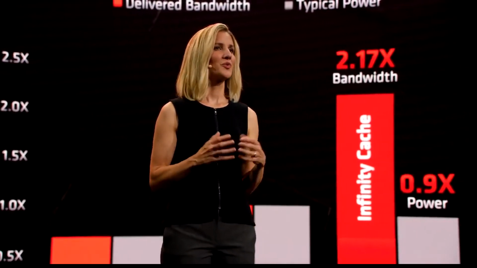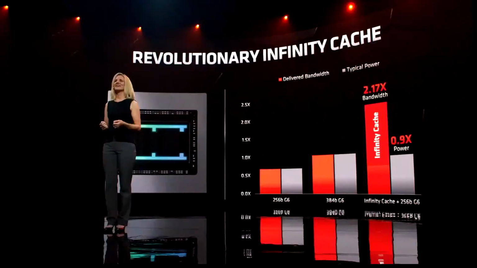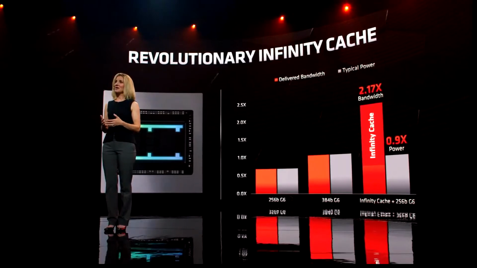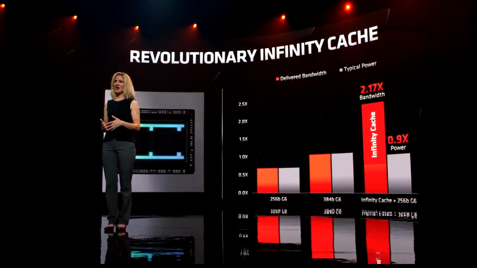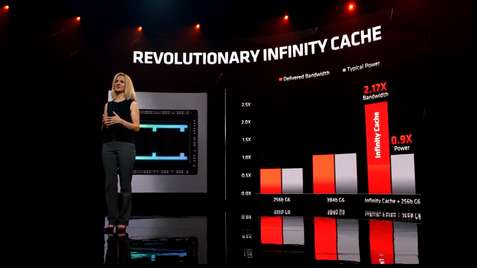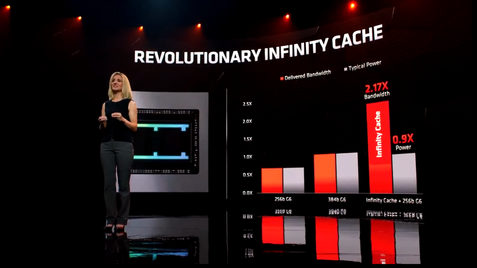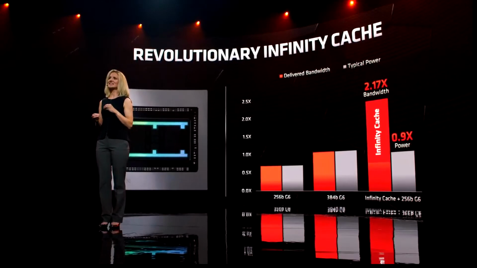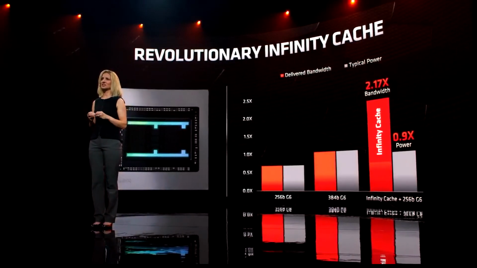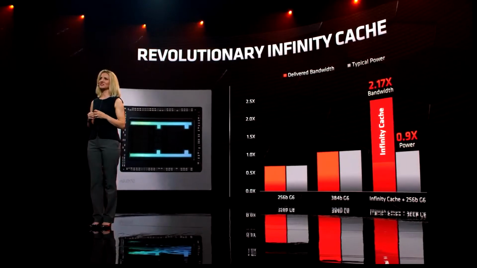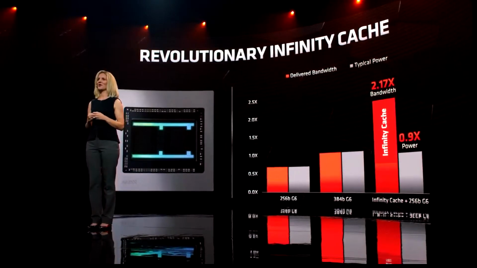cache based on the Zen L3 cache. We call this the Infinity Cache. The Infinity Cache minimizes DRAM bottlenecks, latencies, and power consumption. Our specialized Infinity Cache, combined with a 256-bit G6 interface, delivers more than twice the effective bandwidth of a traditional 384-bit G6 solution and at lower power consumption.